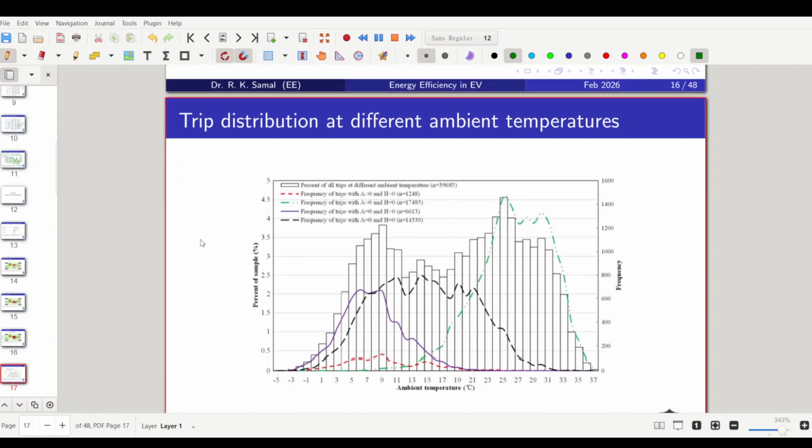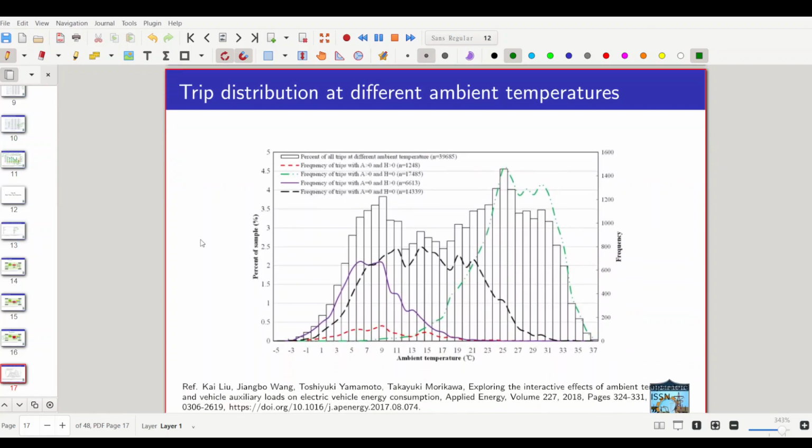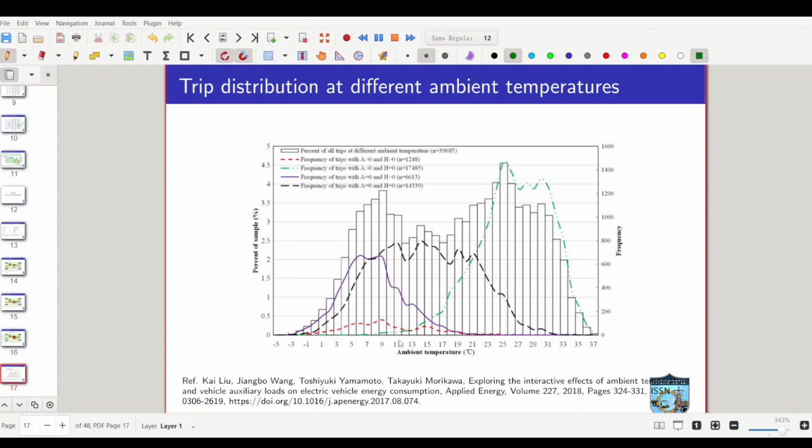Now, next, this is another such test in a test environment. This is not a real-time testing; it's on the test environment. So this journal is Applied Energy, published in 2018. Okay. So here it says, now what affects the efficiency of the electric vehicles or range of the electric vehicles.